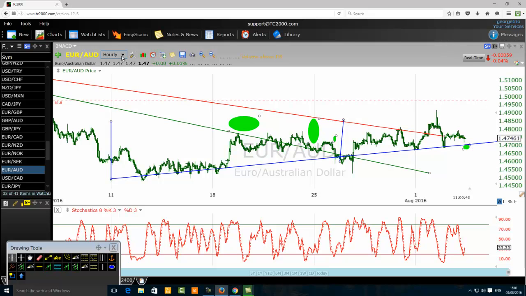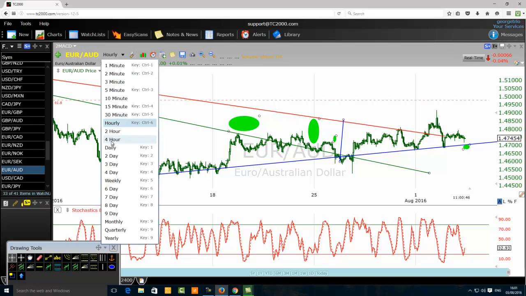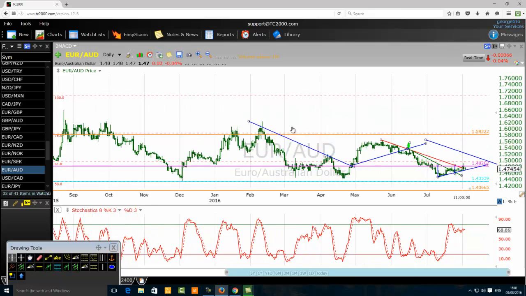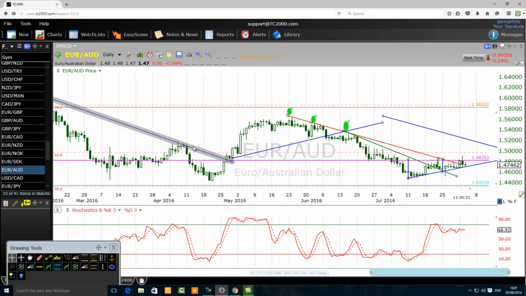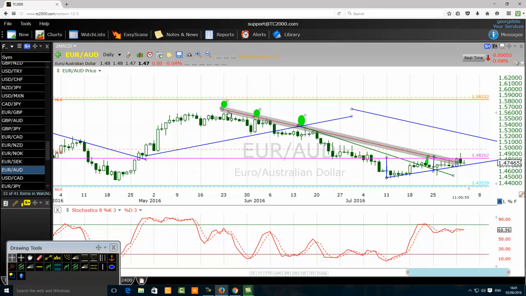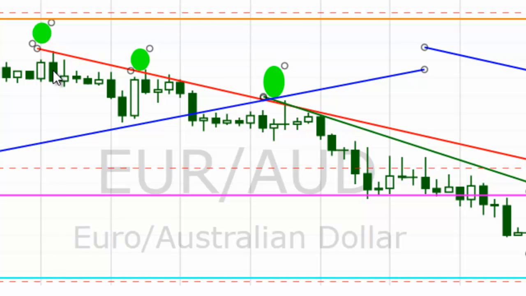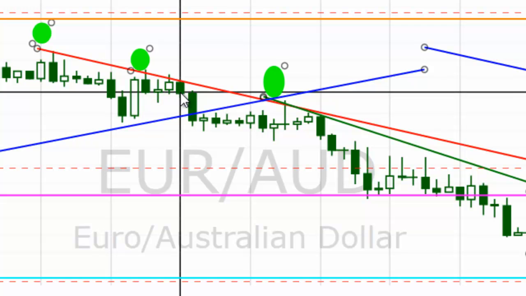Okay, if we go back to the daily chart, I want to show you something very important. If you are trading FX on the Euro Australian dollar, I've drawn on my chart two trend lines that are so important. First, the red trend line is here, connecting this point and this point. Which day is this one? Tuesday, the 24th of May 2016. That's the high, and then we connect it to the high of this candlestick bar, the 6th of June 2016.